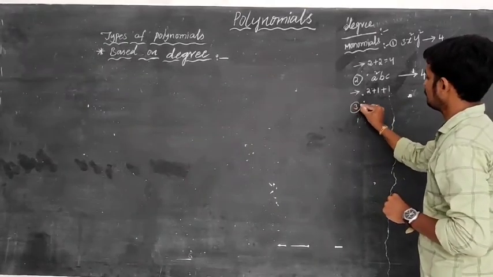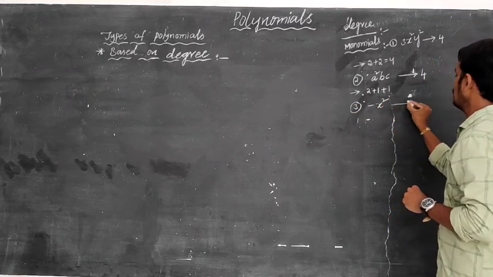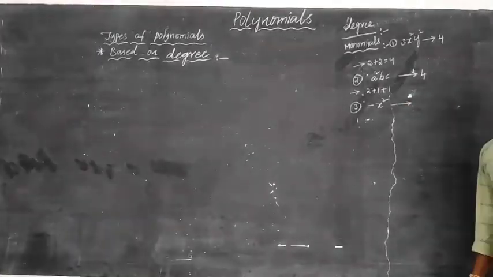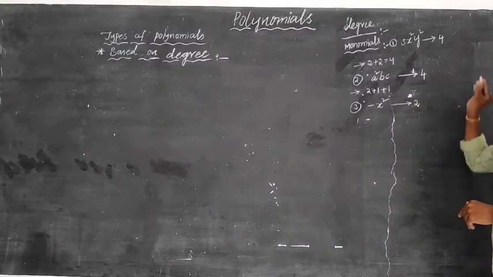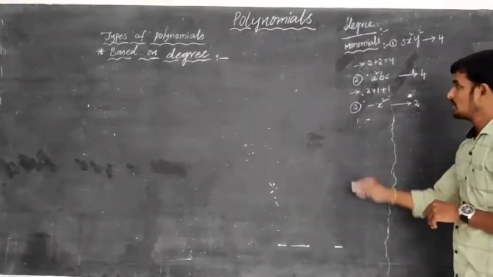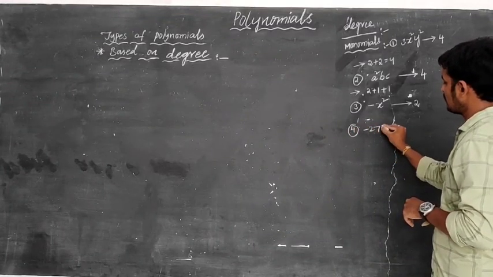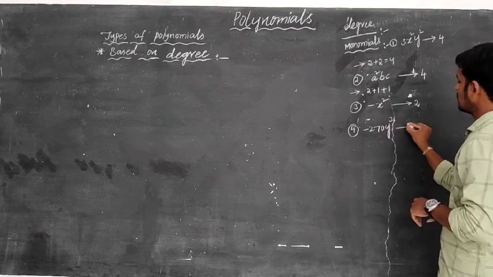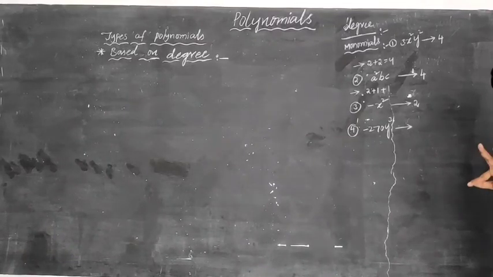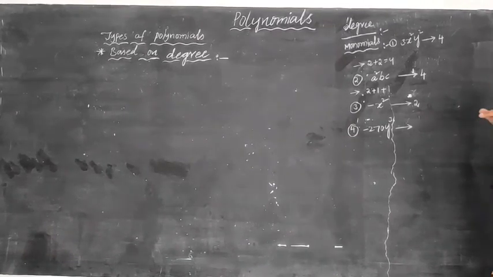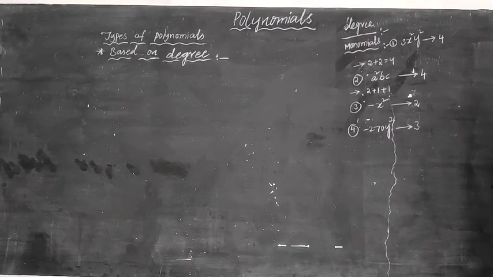Now the third example: minus x square. Tell me, how many variables are there here? Only one, that is x. What is the exponent of x? 2. So the degree of the monomial is 2. Did you understand, my dear students? One more example, the fourth one: minus 270y cube. What is the degree of minus 270y cube? Yes, absolutely 3. It has only one variable, y, and y has an exponent 3. So the degree of the monomial is 3.